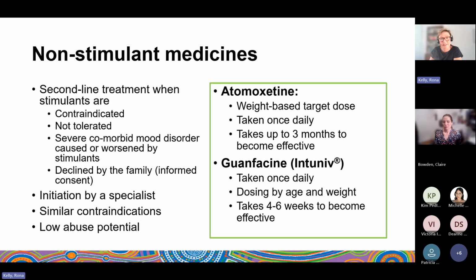Both of these aren't an immediate-acting medication like the stimulants are. So atomoxetine, you really have to bed down for 3 months of taking it consistently every day before you decide whether it's going to be effective. And with guanfacine, slightly less time, but still you do have to confirm to families that this is not just taking it during the week and stopping at the weekend, you have to take it every single day.